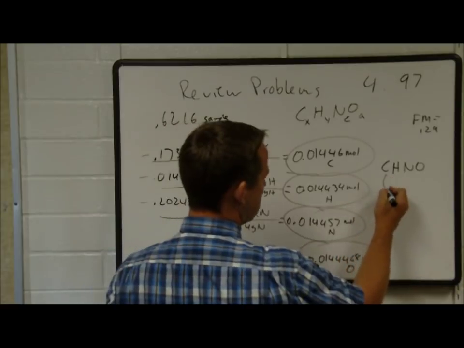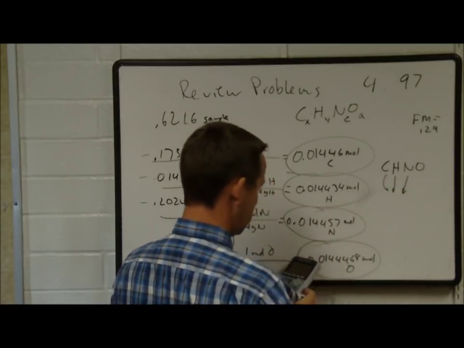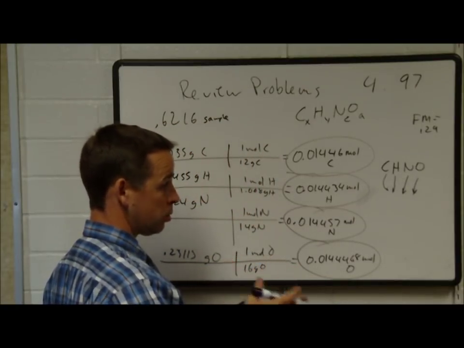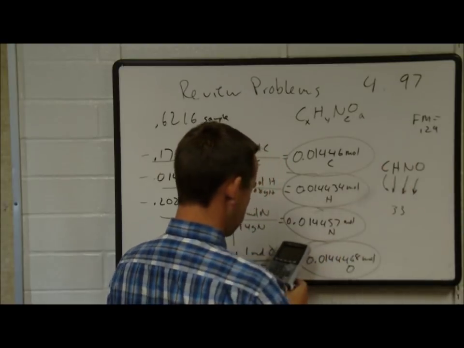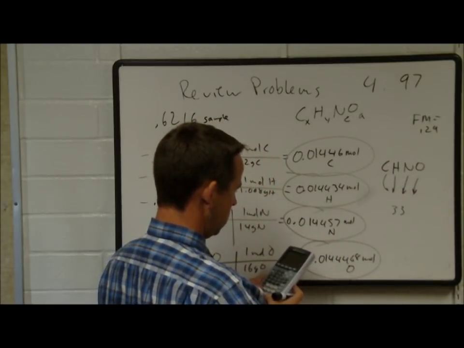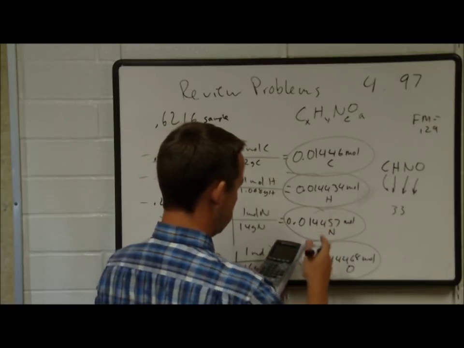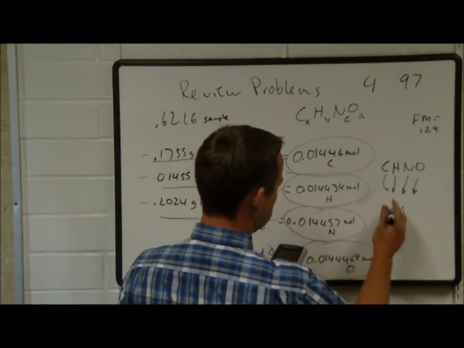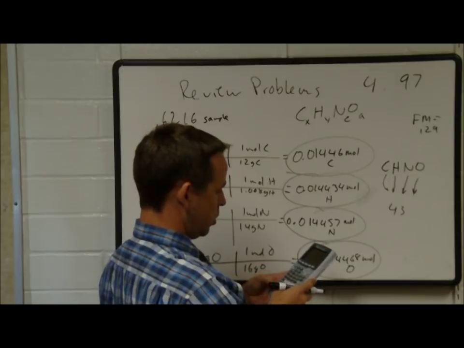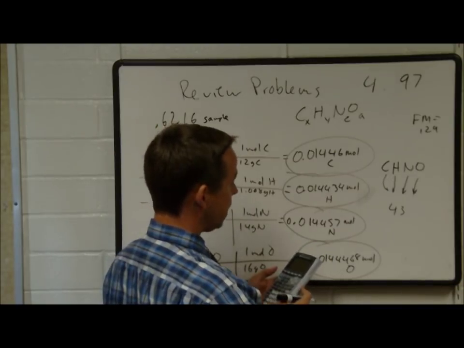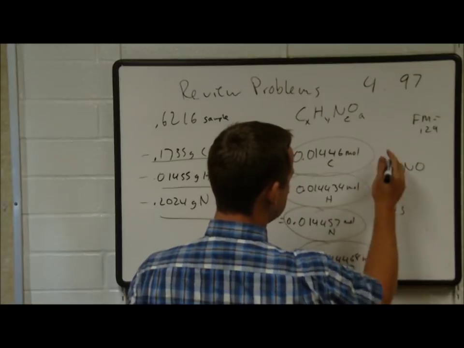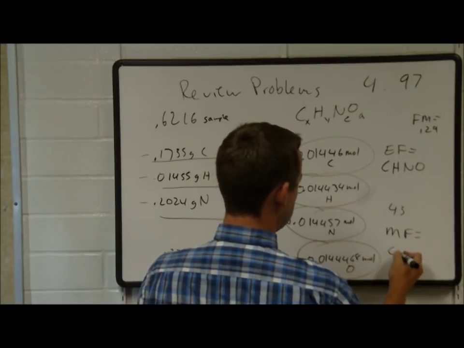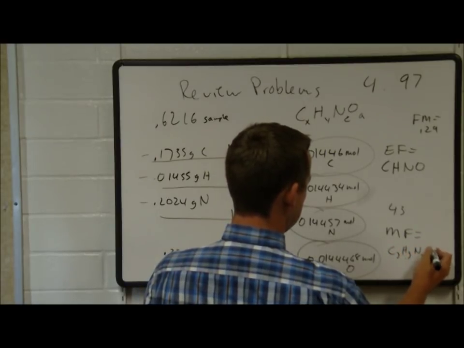Now, if we just add that up together, that's 12, 13, plus 14, 27, plus 16, 33, right? 33. So 129 divided by 33 equals 3.9. Is that right? Let's try to do that again. 12 plus 1 plus 14 plus 16. Oh, 43. Sorry, 43. So 129 divided by 43, and that's 3. So this is the empirical formula, and the molecular formula equals C3H3N3O3.